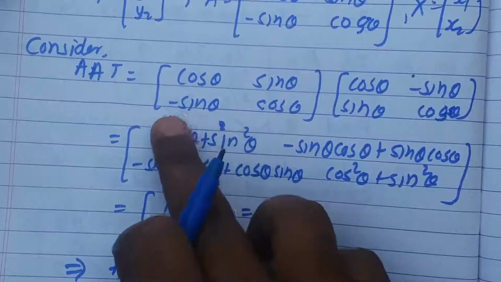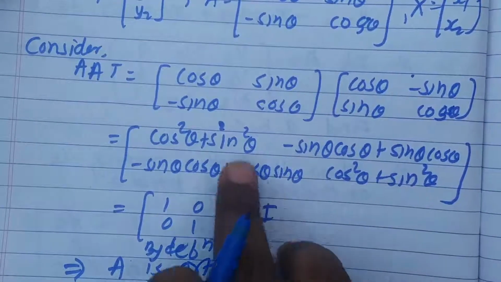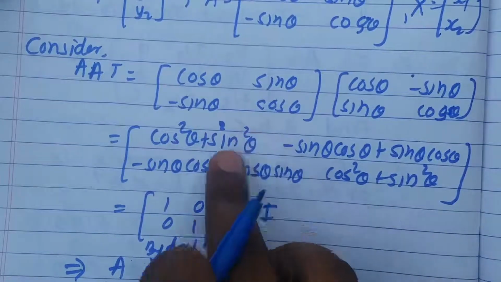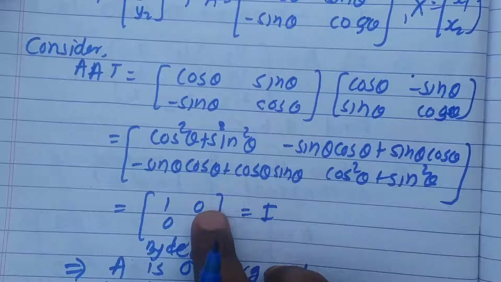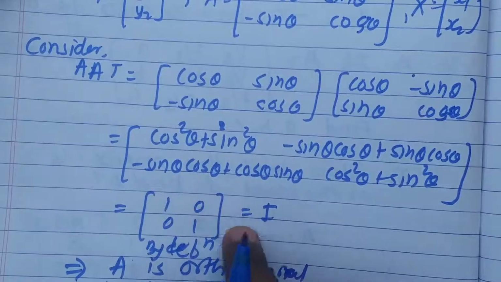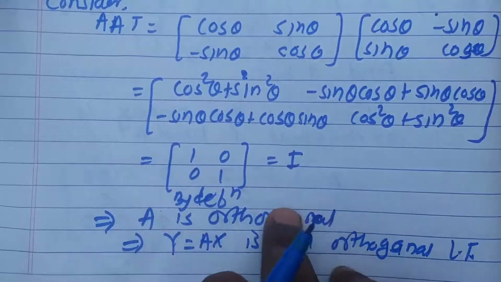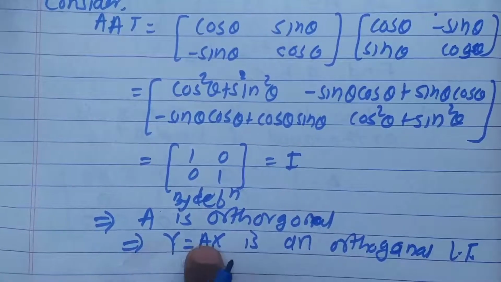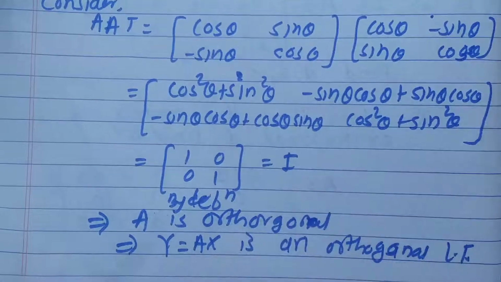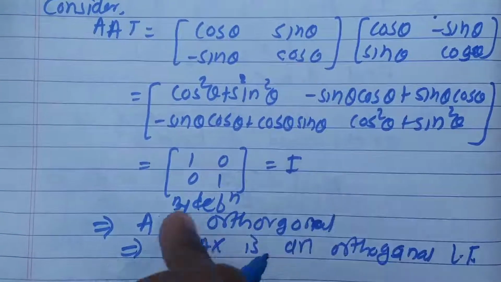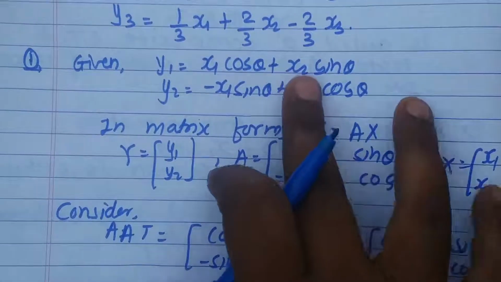Similarly, multiplying the second row with the first column and second column, we'll get these terms. Now we know that cos square theta plus sin square theta is 1, and these are like terms with opposite signs, so they will get cancelled. So 0, 0, which is equal to the identity matrix. Therefore by definition A is orthogonal, and as A is orthogonal, this will imply y equal to Ax is an orthogonal linear transformation, which is what we needed to show. So hence the result. This is how you can prove that the transformation is orthogonal.